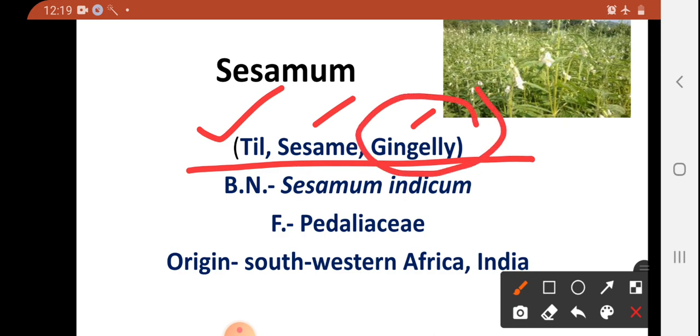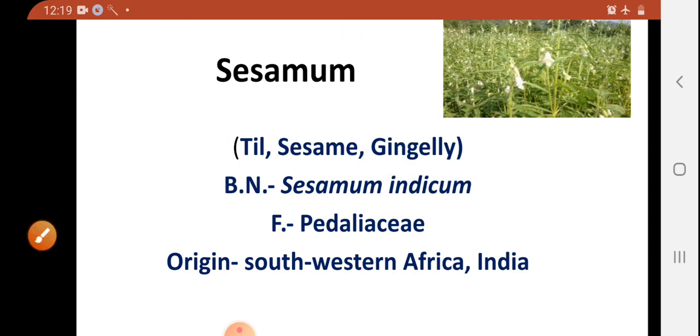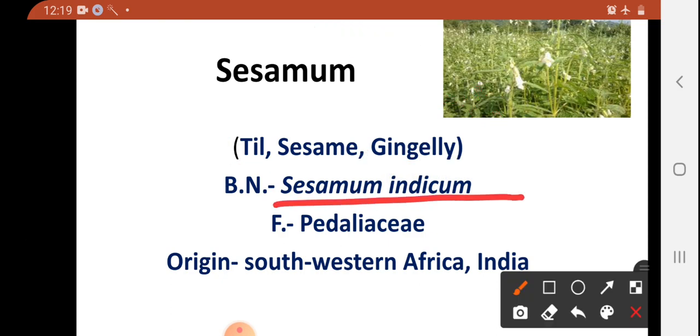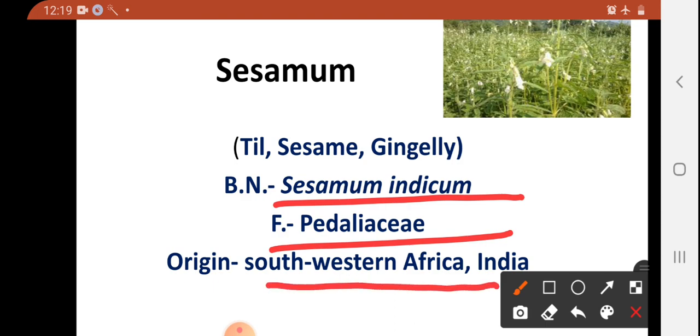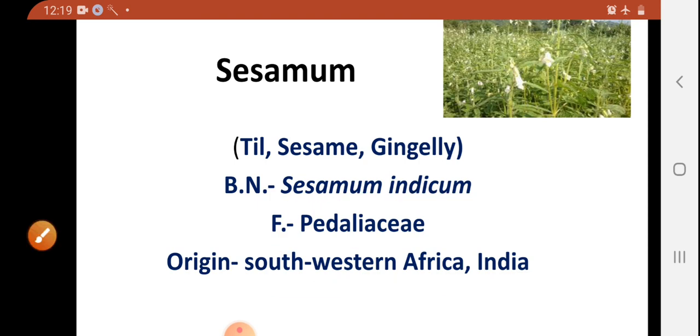It is also a question that may be there in your examination, right? Cultivation of gingerly. So gingerly means it is not ginger, it is sesamum. Okay. Next, botanical name of this crop. So Sesamum indicum is the botanical name of this crop, and this crop belongs to family Pedaliaceae. And this crop originated from southwestern Africa and India.